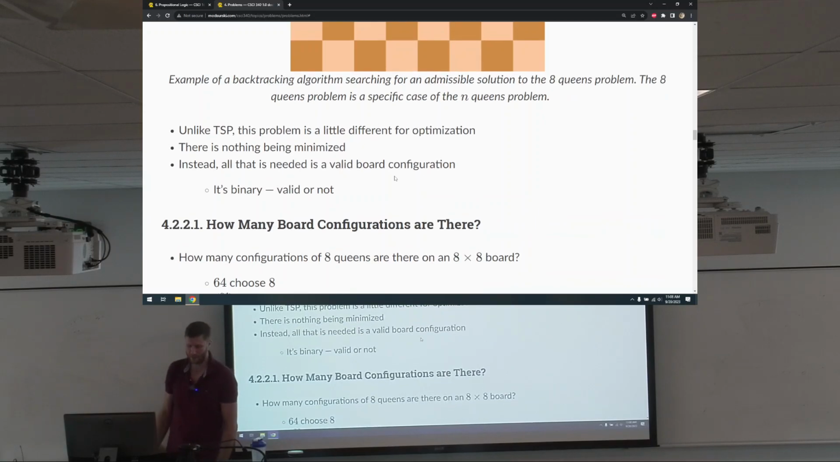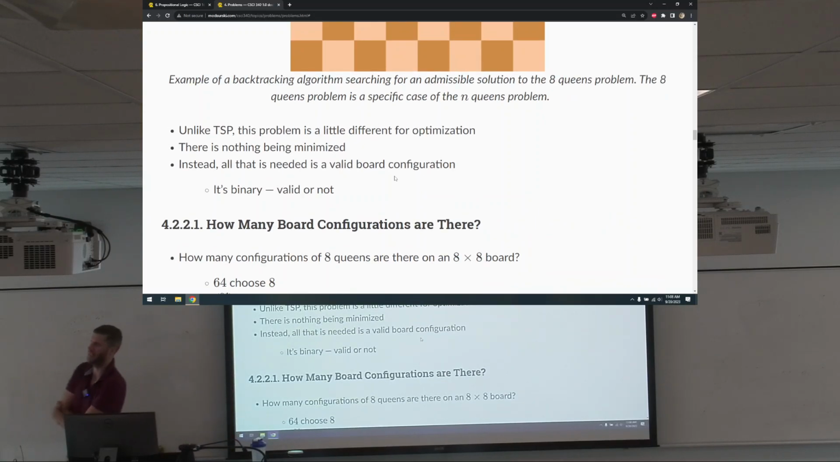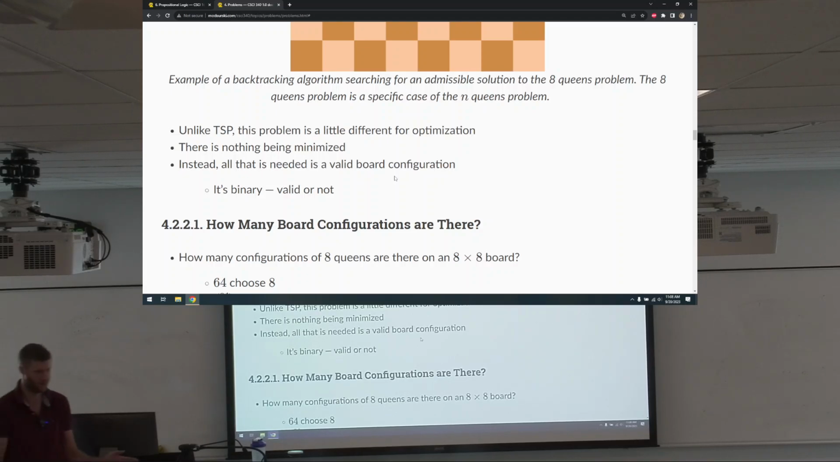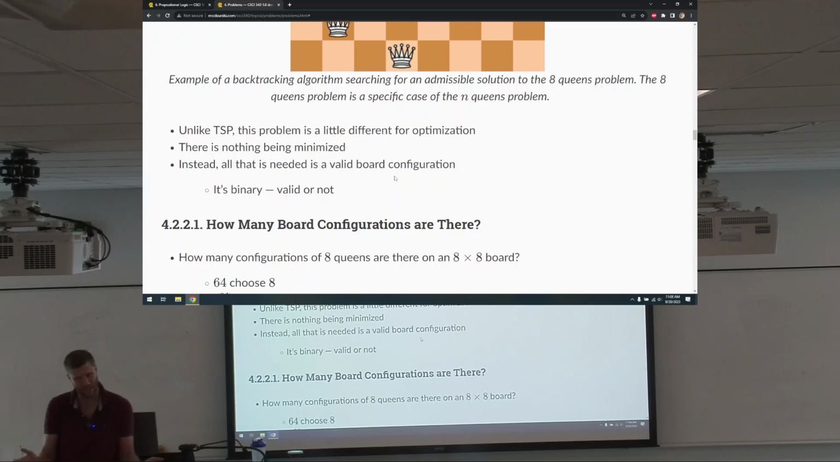Unlike TSP, this is a little different though, because it's not really an optimization problem. There's nothing being minimized. Instead, all that's needed is a valid board configuration. It's binary. It's either valid or it's not. So that's kind of interesting. With TSP, there's kind of like a gradient. If I had two Hamiltonian cycles, based on the total distance traveled, if I go to the one that has a smaller distance, chances are I'm making a step in the right direction. There's what we call a gradient here.